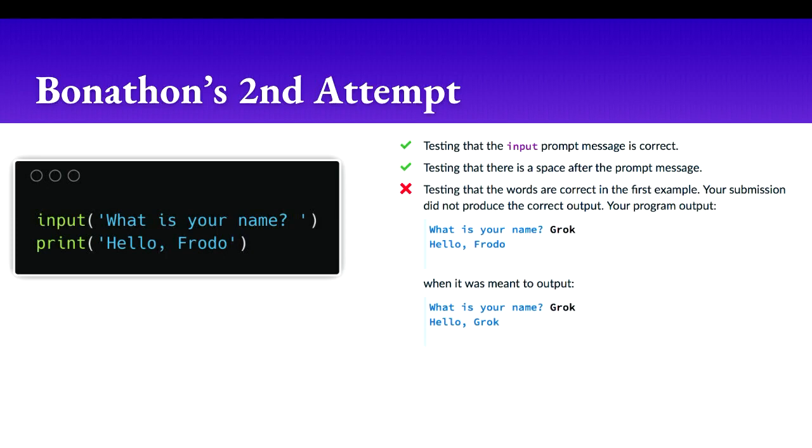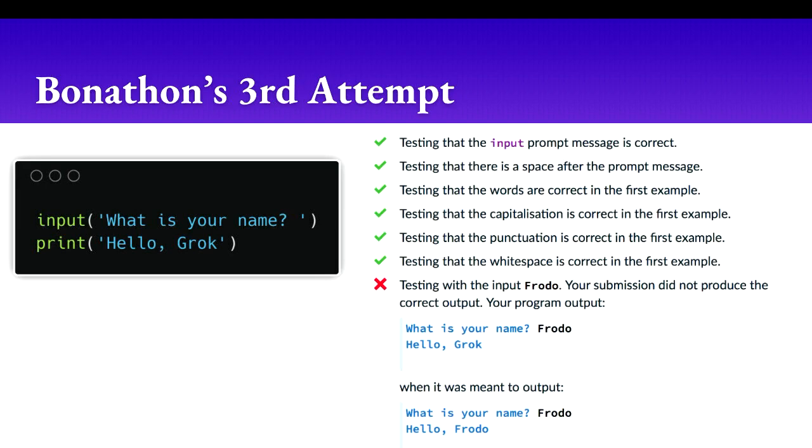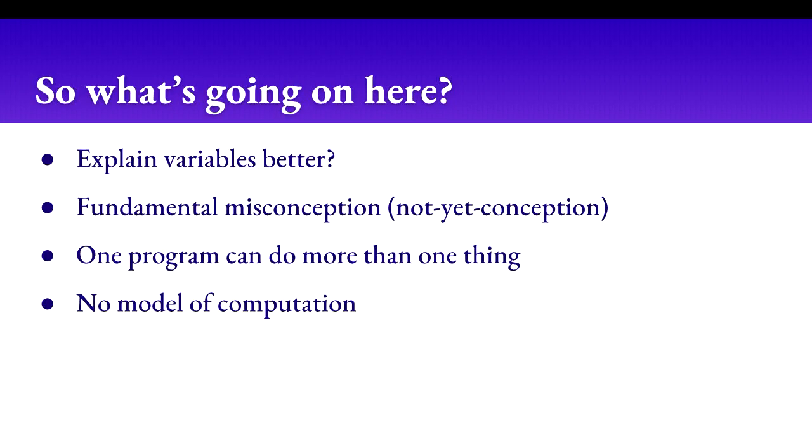Then they don't pass as many tests, and they're like, what's going on? I made it say hello Frodo. And now it's saying hello Grok is the correct answer. So they change it back to hello Grok. And their program gets through the same tests, but then fails again. Of course, the student is now very frustrated. They don't understand what's going wrong. Why don't they understand what's going wrong? Maybe we can explain variables better, and yeah, that's part of it.